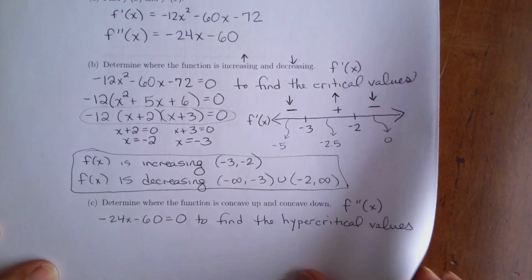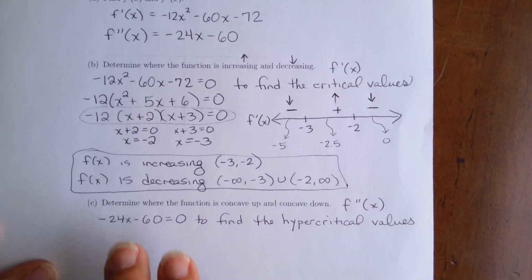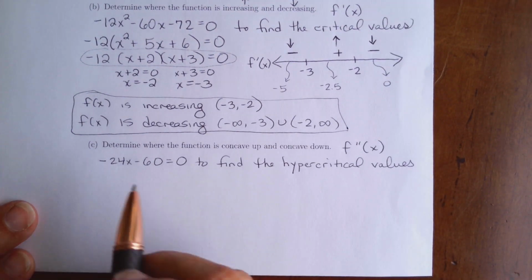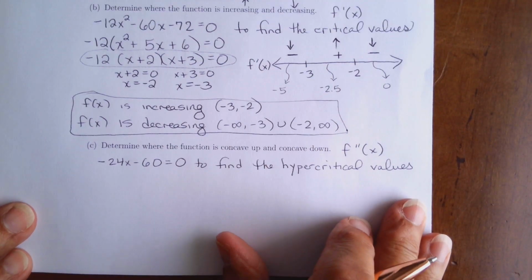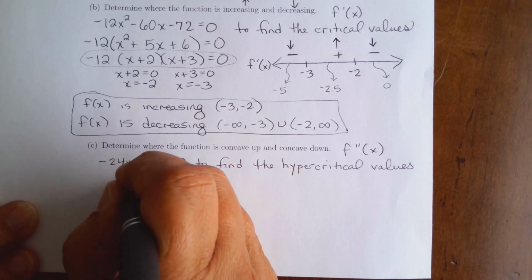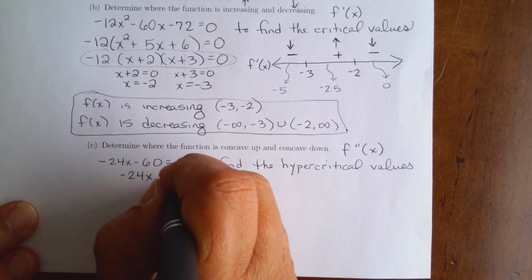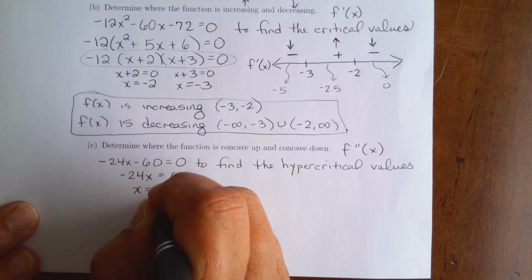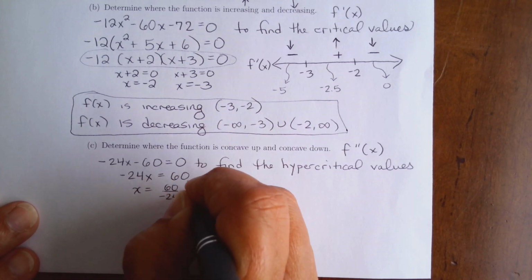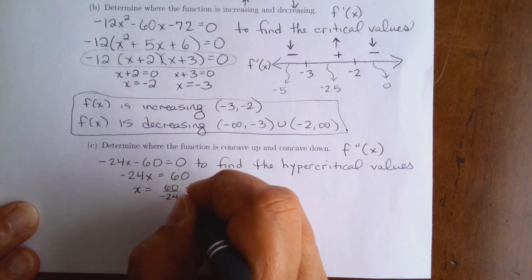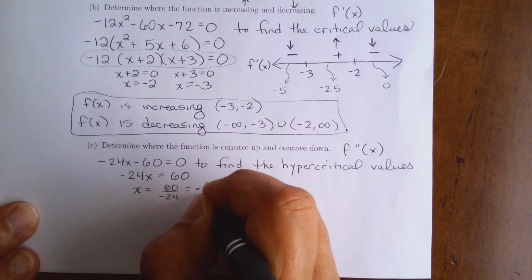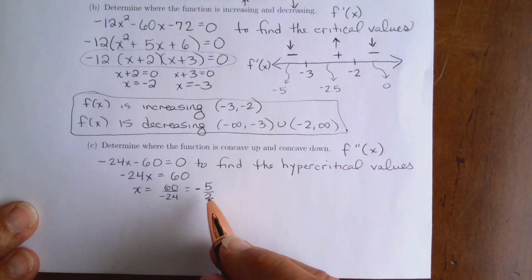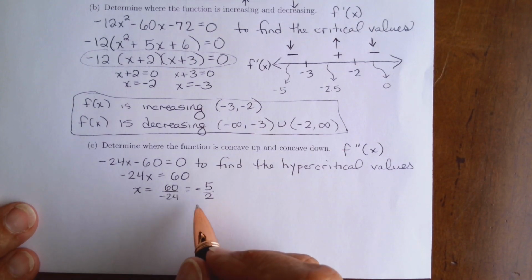Okay, so from here on, we're going to do the same exact thing, except now we're using this function, the second derivative. All right, so we're going to solve that for x. So this one's a little bit easier. So -24x equals 60. Divide both sides by -24. And that will reduce to -5, 12 will go into both of those, 5/2. Okay, so there's our hypercritical value right here.